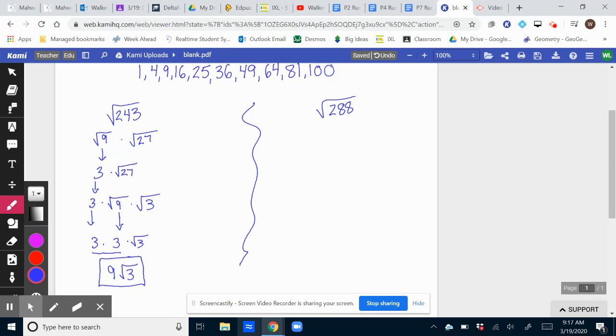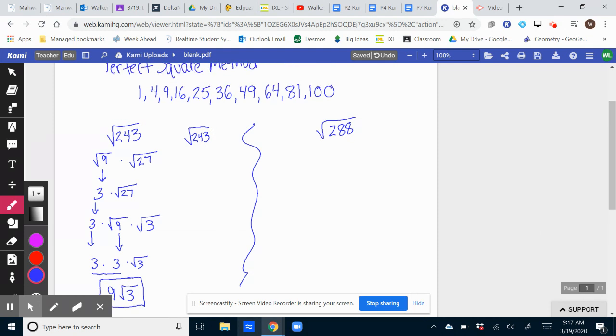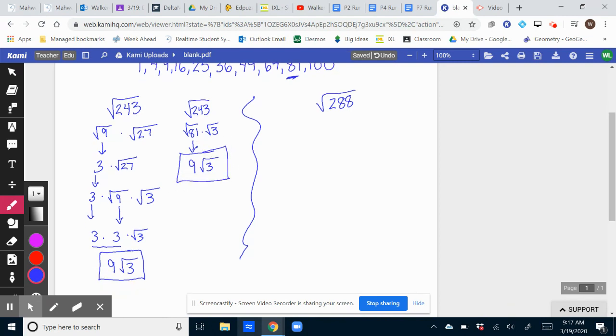Now you may have realized at the beginning, if you tried some of the higher perfect squares, you would have seen 81 times 3 is 243, and 81 is bigger than 9, so you could have done it faster that way, because the square root of 81 is 9, and so you get the same answer. I did the longer way to show you if you didn't realize right away that 81 works, you still get the right answer in the end.